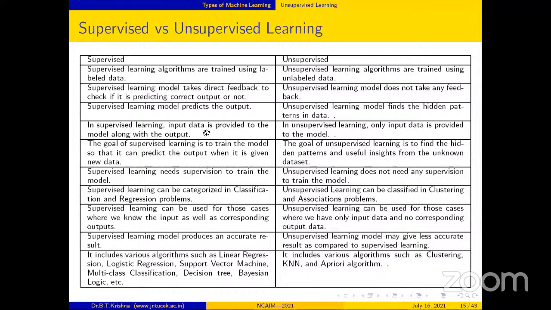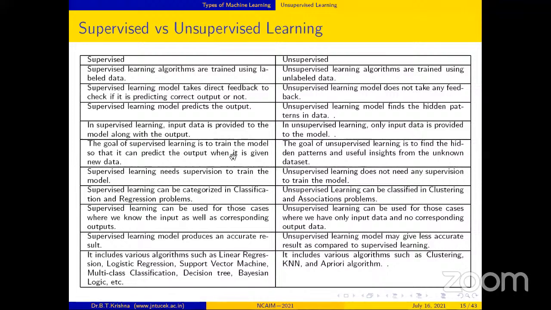In the case of supervised learning, input data as well as output data is given to the model, and accordingly it is trained, and we check whether it has succeeded or not. But in the case of unsupervised learning, only input data is provided to the model. So the goal of supervised learning is to train the model so that it can predict the output when it is given new data. The goal of unsupervised learning is to find the hidden patterns and useful insights from the unknown data set.